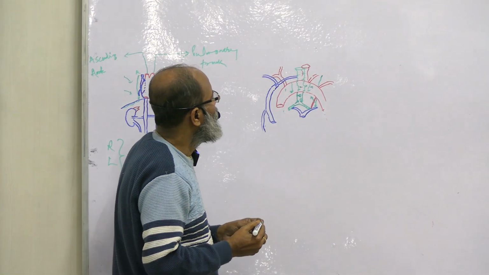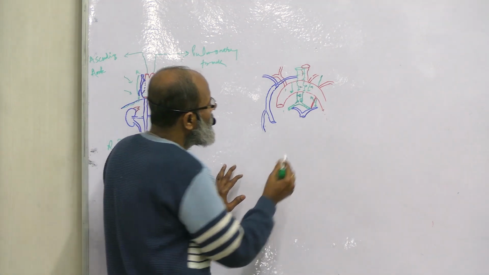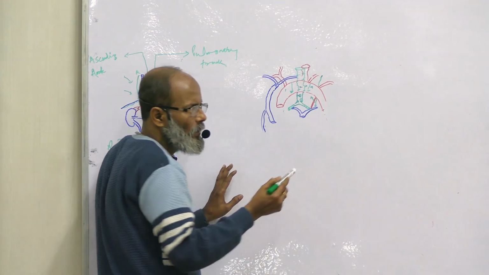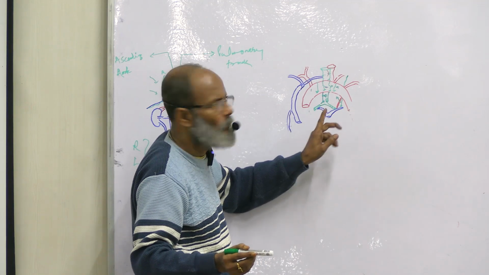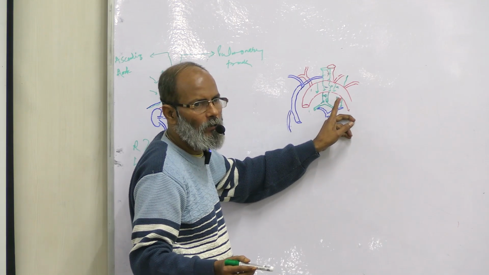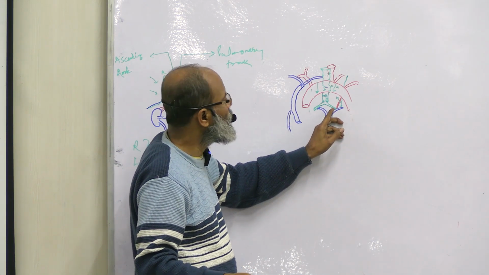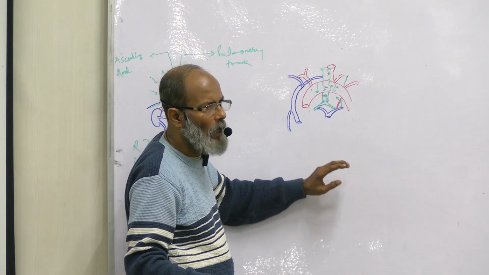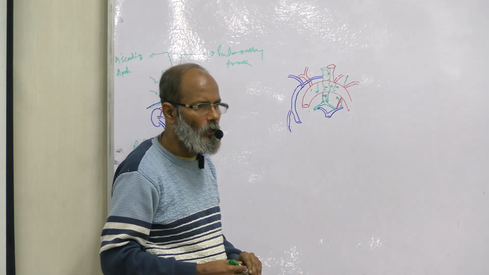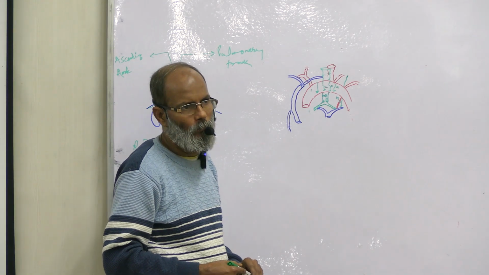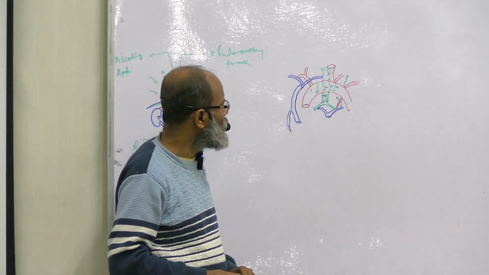Now you see there is one red structure connecting the left pulmonary artery with the arch of aorta. The thick red line connecting the left pulmonary artery with the arch of the aorta. This is called ductus arteriosus or ligamentum arteriosum.